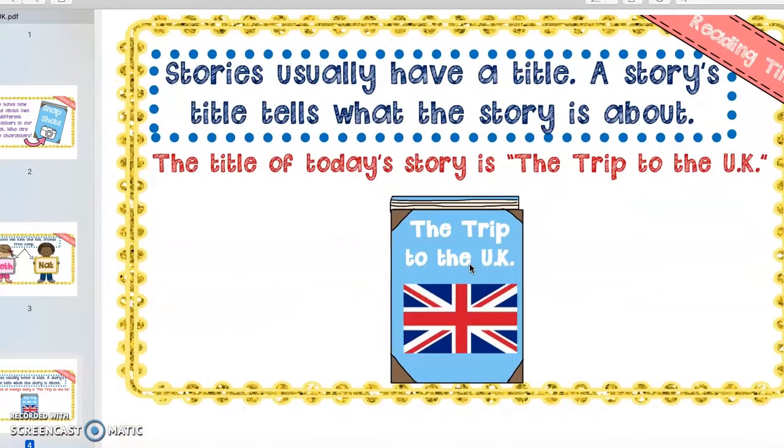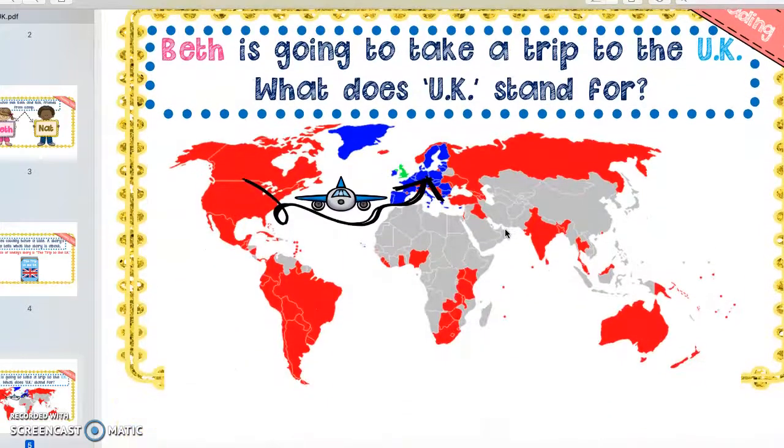Stories usually have a title. A story's title tells what the story is about. Today's story was The Trip to the UK. You can see the title. It's usually on the cover page. Beth is going to take a trip to the UK.